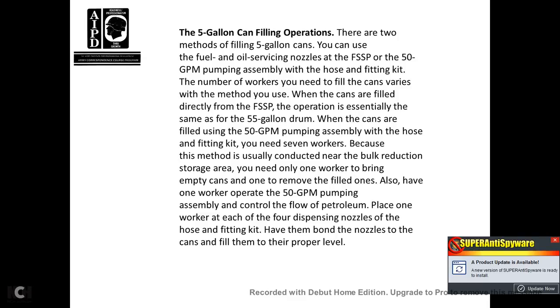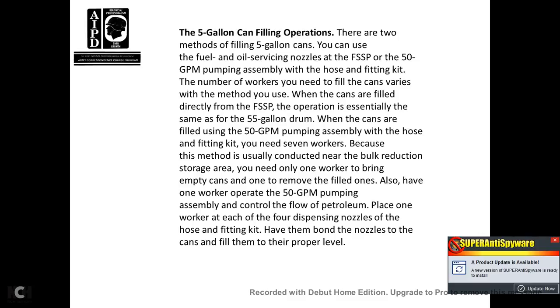The 5-gallon can filling operation. There are 2 methods of filling the 5-gallon cans. You can use the fuel, oil, surface nozzles at the fuel system supply point, or the 350-gallon pumping assembly with the hose and fitting kit. The number of workers you need to fill these cans varies with the method used. When the cans are filled directly from the fuel system supply point, the operation is essentially the same as for a 55-gallon drum. When the cans are filled using the 350-gallon pumping assembly with the hose and fitting kit, you need 7 workers.